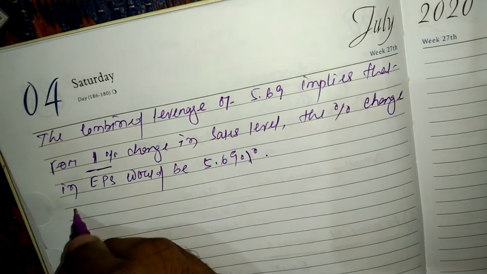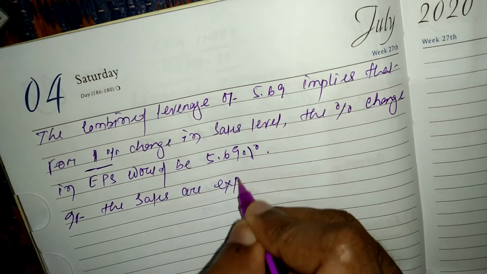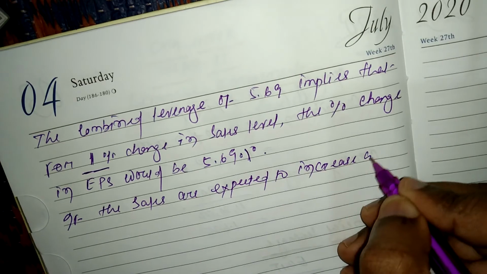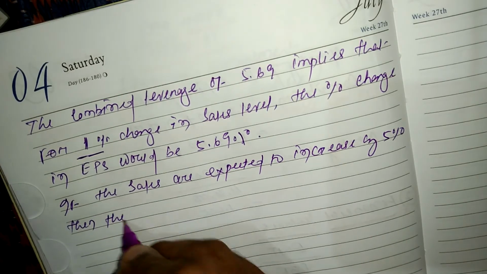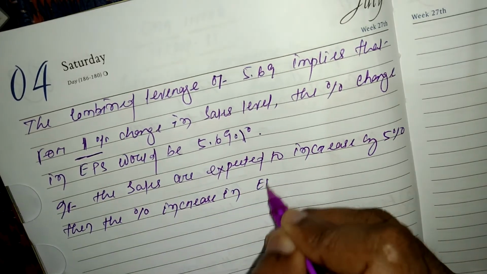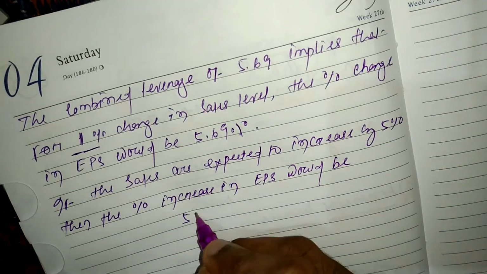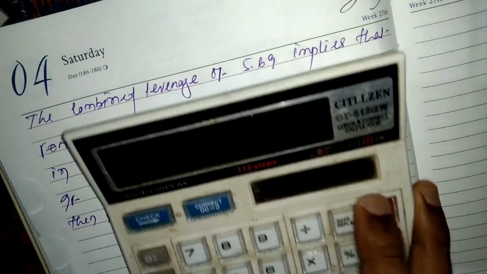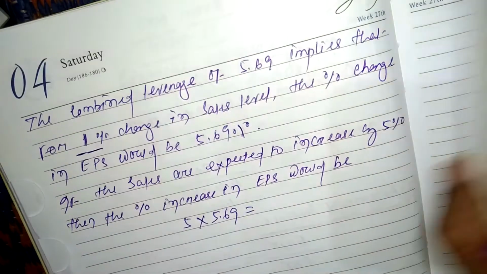If the sales are expected to increase by 5%, then the percentage increase in EPS will be how much? 5 into 5.69 is equal to 28.45.